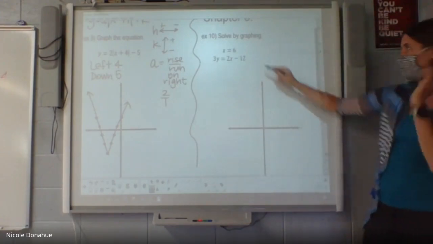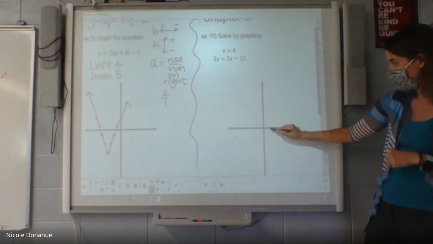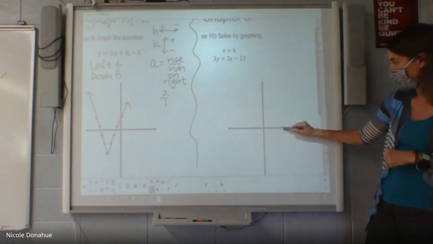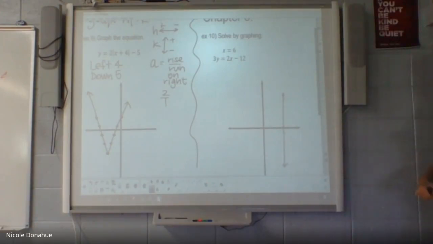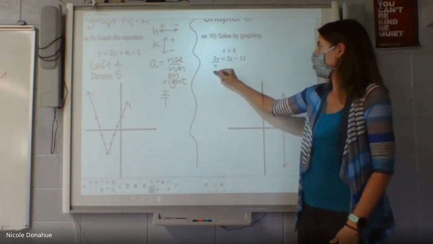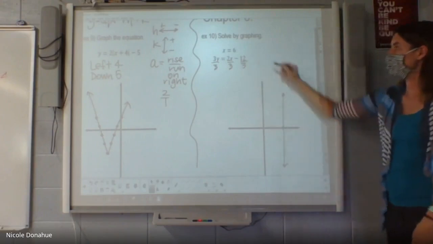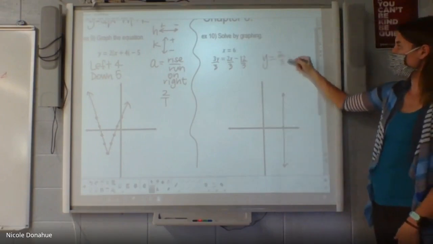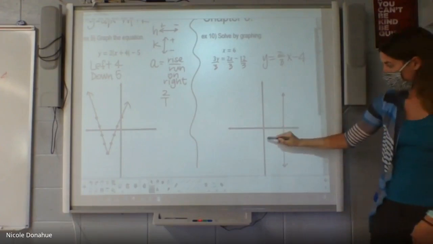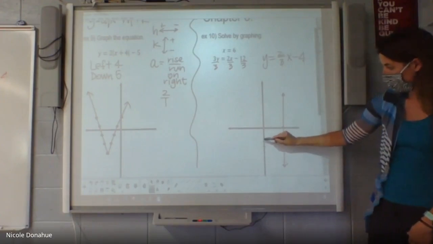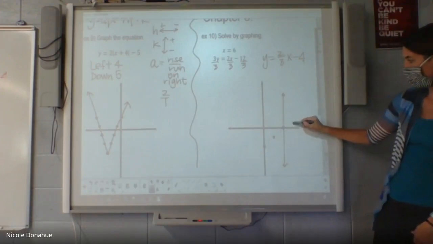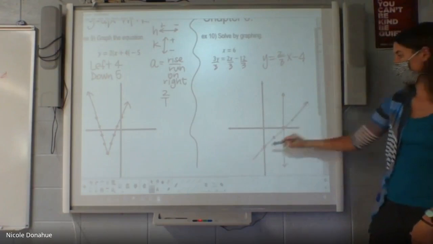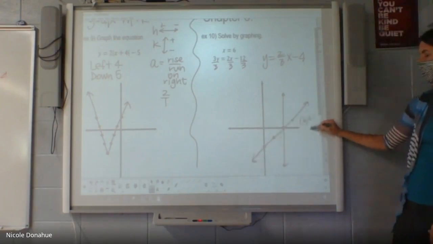Yep, so vertical line. So x equals 6, I'm going to go over to 6 and draw a vertical line there. So remember, x equals is a vertical line, y equals would be a flat line. And then this one I need to get into slope-intercept form. And then I can do my slope from there. And then the 2 lines cross, and that's where my solution would be. So in this case, that happens to be at (6, 0).